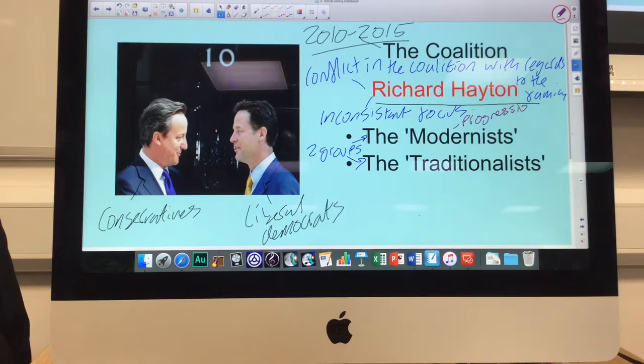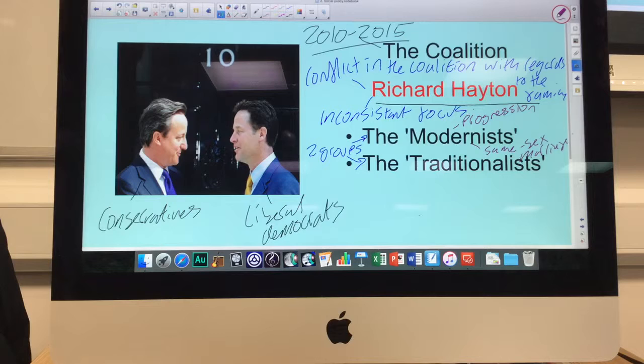So can anyone identify a policy that was passed between 2010 and 2015 that's all about progression? The Marriage Act. Yes. Same-sex. So I'll just put same-sex marriage. David Cameron was a big advocate for that. He's a conservative, but he was all about progression and trying to improve things for the future. That was a clear evidence that part of the coalition was all about progression.